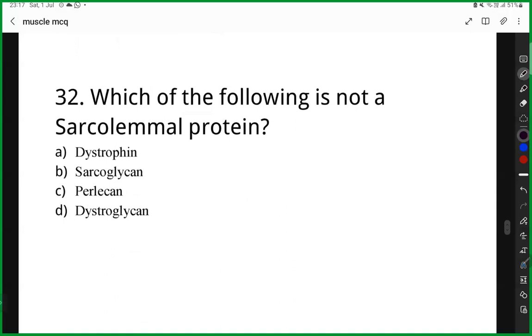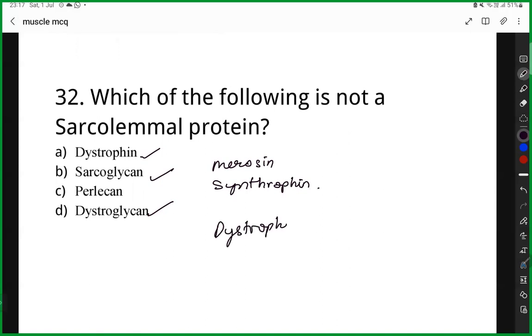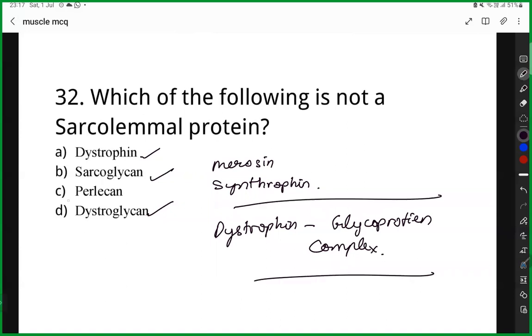Which of the following is not a sarcolemmal protein? You know dystrophin, dystroglycan, sarcoglycan. Even merosin can be counted among them. Dystrophin is one of them. All of these are part of the dystrophin glycoprotein complex. Perlecan is an extracellular matrix proteoglycan or glycoprotein. This is not part of your sarcolemmal proteins.